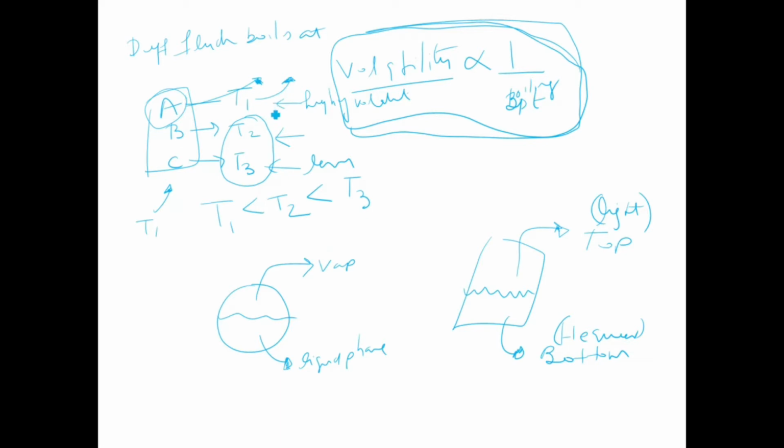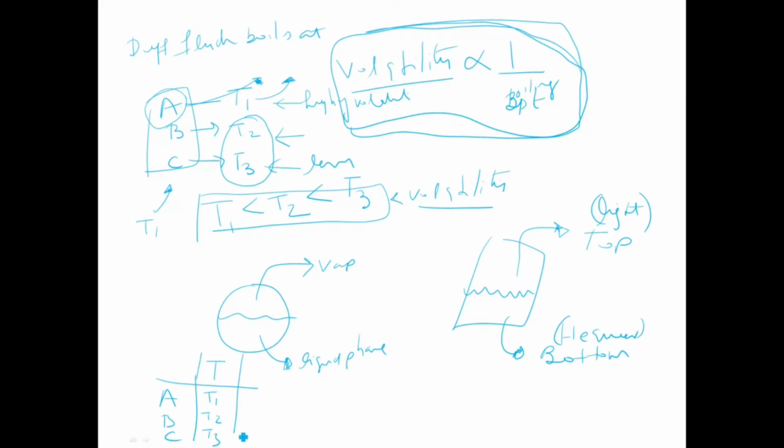Let's give some numbers. Boiling point and volatility will vary exactly opposite. What does that mean? If you say fluid A, B, and C, and let's make a plot of boiling point, say T1, T2, T3, the relationship will be something like that. In terms of volatility, it will be roughly 1 by T1, 1 by T2, 1 by T3.